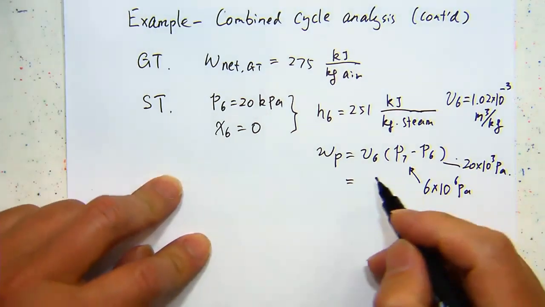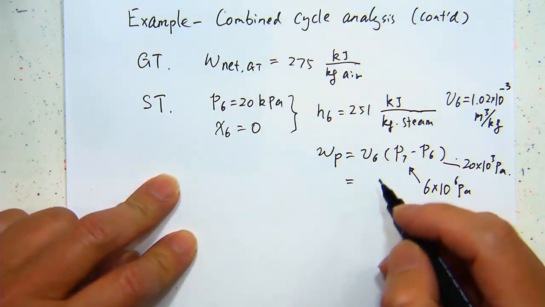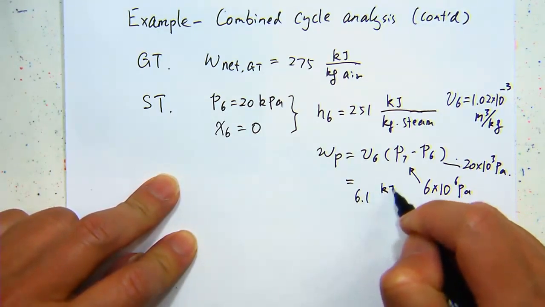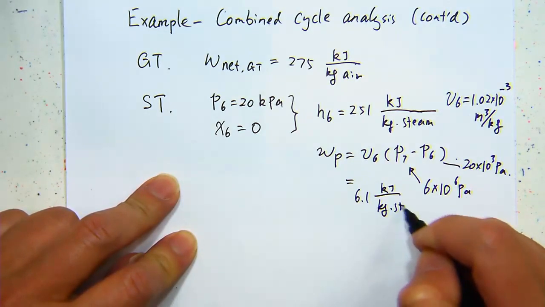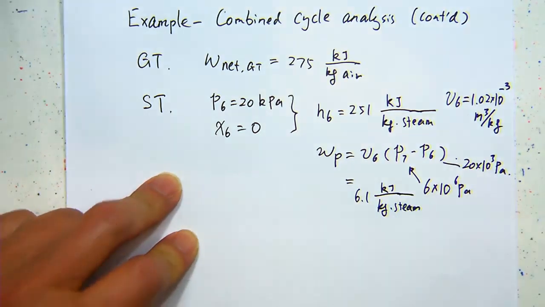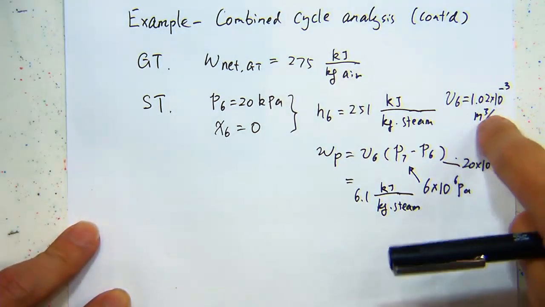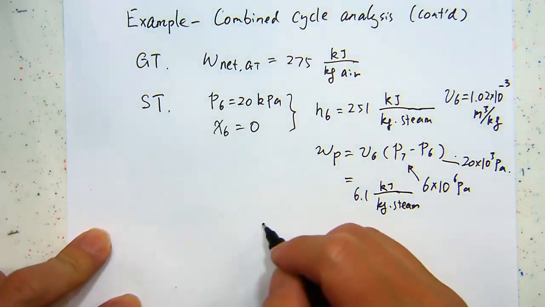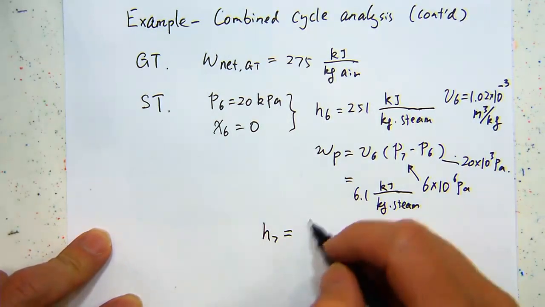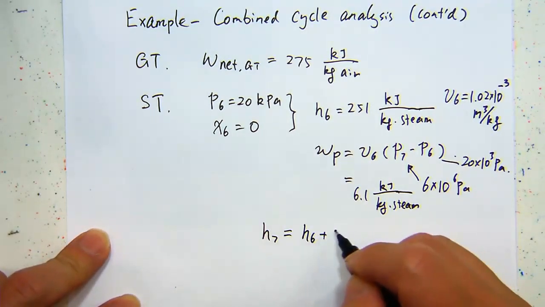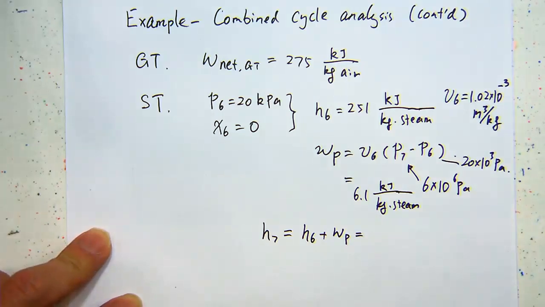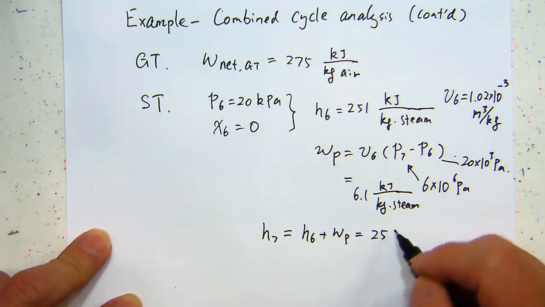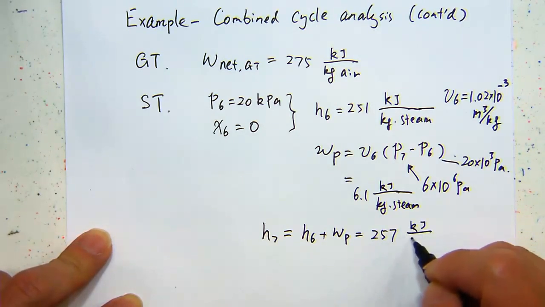All right. So with that, I can calculate the pumping work, which is 6.1 kilojoule per kilogram of the steam again. It's a pretty small value, just because the specific volume of liquid water is very small. All right, so then we can find H7. H7 can be obtained from H6 plus the pumping work, and then we have 257 kilojoule per kilogram.